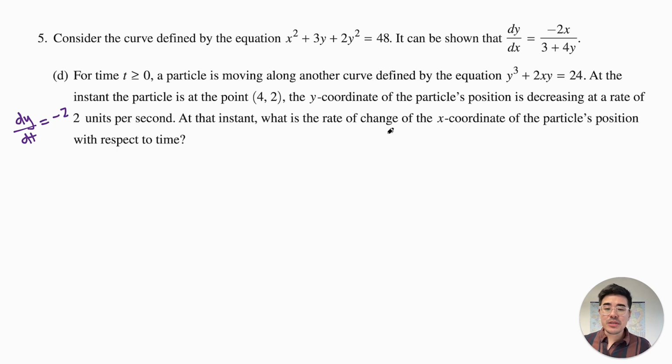At that instant, what is the rate of change of the x-coordinate of the particle's position? So they're looking for dx/dt. So this is a related rates question. What we want to do then is take the derivative of this function with respect to time. So here's how I show my work.